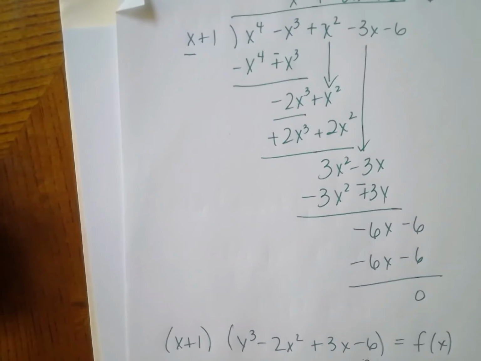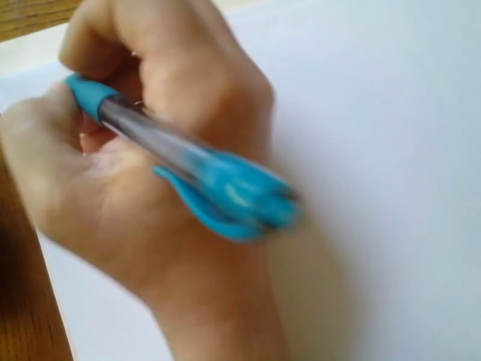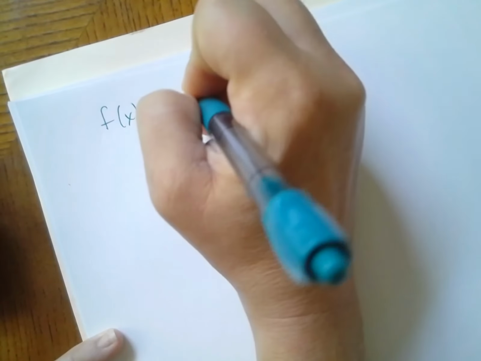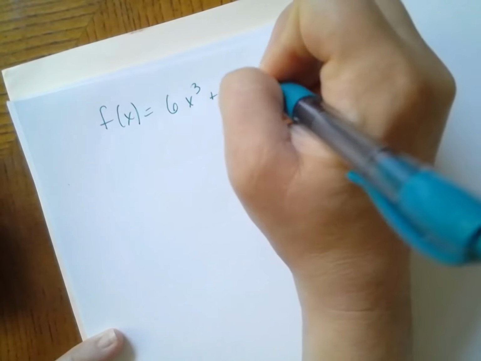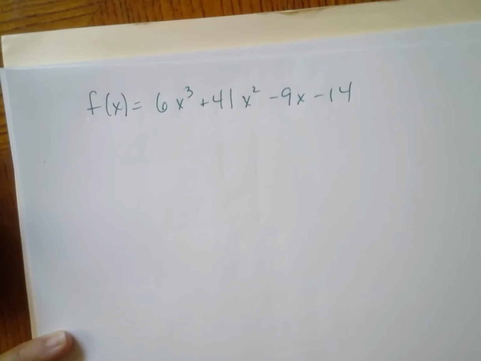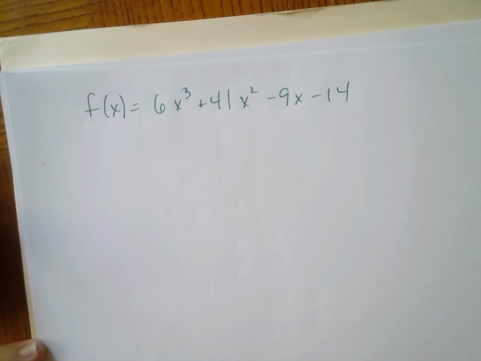Okay, so let's look at a little bit more interesting one. So let's do this. We have f of x is equal to 6x cubed plus 41x squared minus 9x minus 14. And so what we want to do first is find the rational zeros. I want to find all the zeros, and so we first want to list all the possibilities.